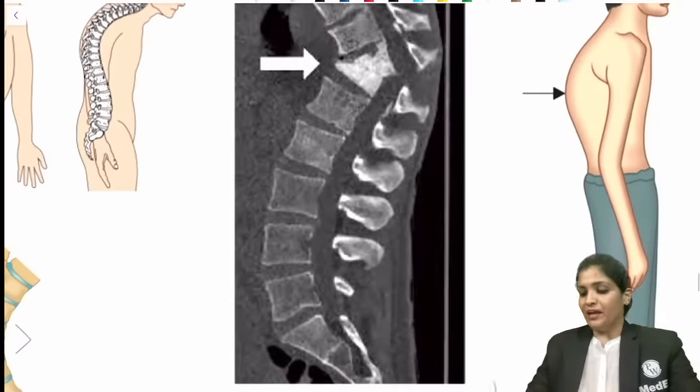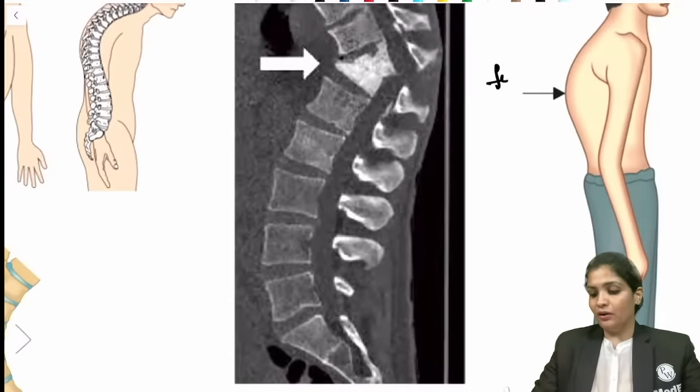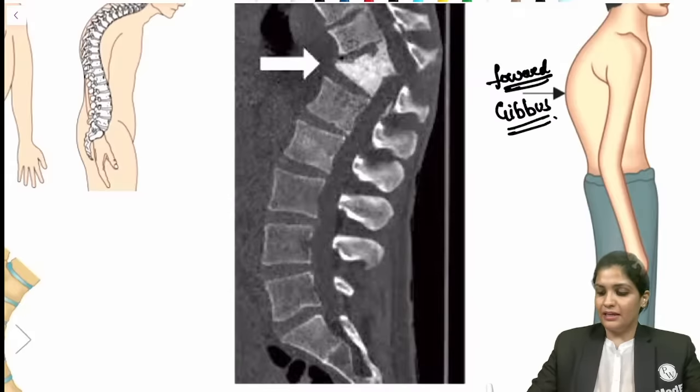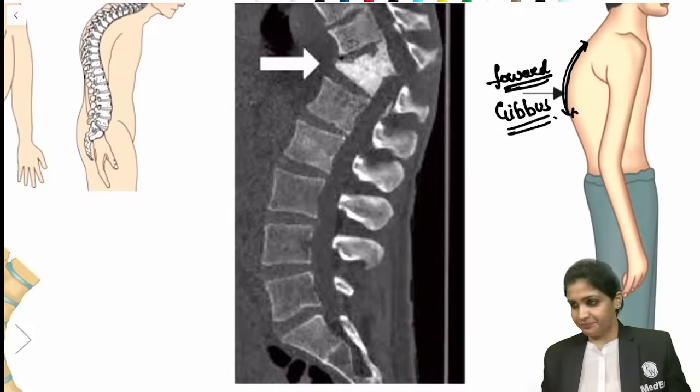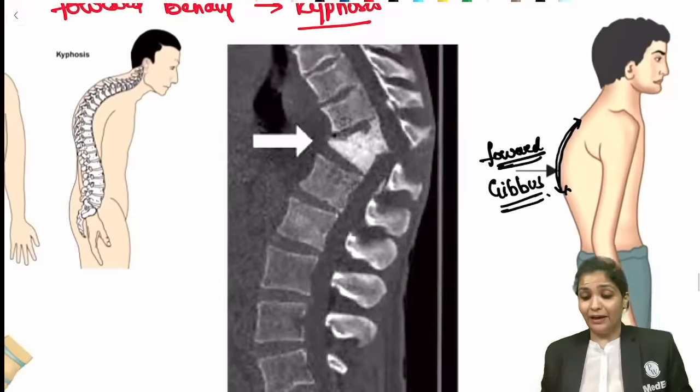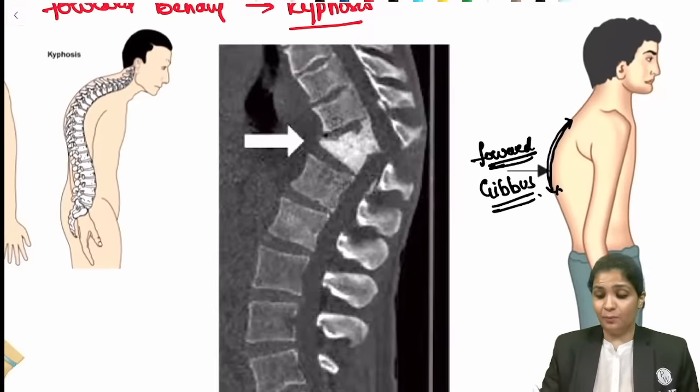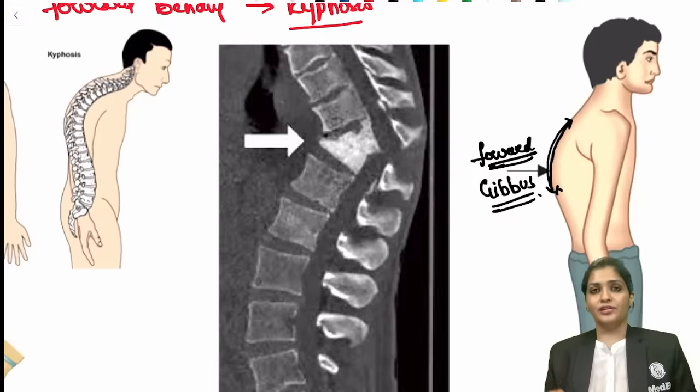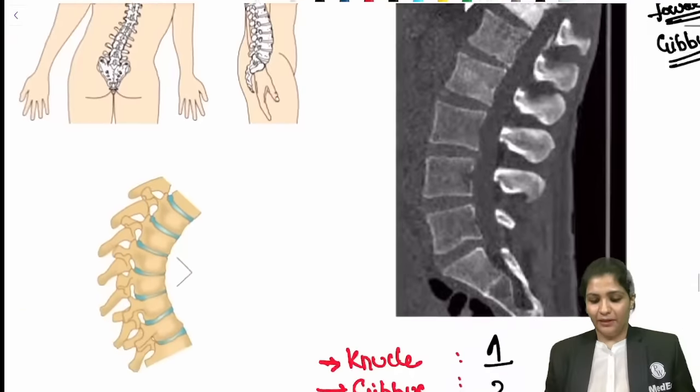So this is the kyphosis. This is the forward bending of the spine, which is protruding. So this you call gibbous. This elevation of the spine over the back is called your gibbous, right? And then on the MRI, you will see this. Involvement of the vertebra will result in bending of the spine, forward bending of the spine. So this will result in this deformity, right?